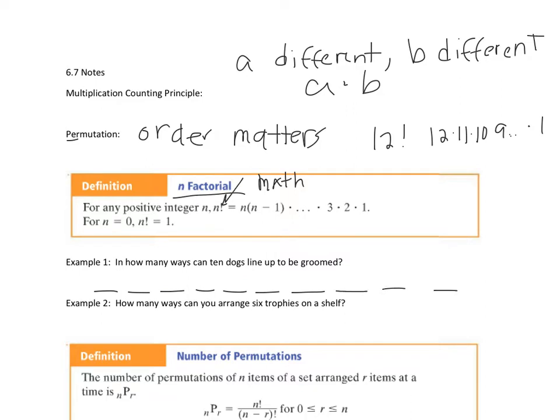So if there's 10 dogs, of those 10 dogs I have 10 choices to pick from. Then one of those dogs has been used, so now I have 9 choices. Then 2 dogs have been used, so now I have 8 choices. All the way down, multiplying, using the multiplication counting principle, to 1, where the last dog is. So instead of writing out 10 times 9 times 8 times 7, etc., I can just do 10 factorial on my calculator, and the order matters. So you can do 10 factorial on your calculator and get the answer.